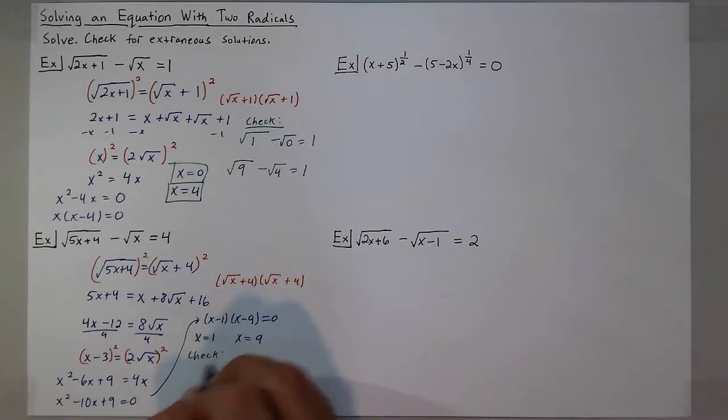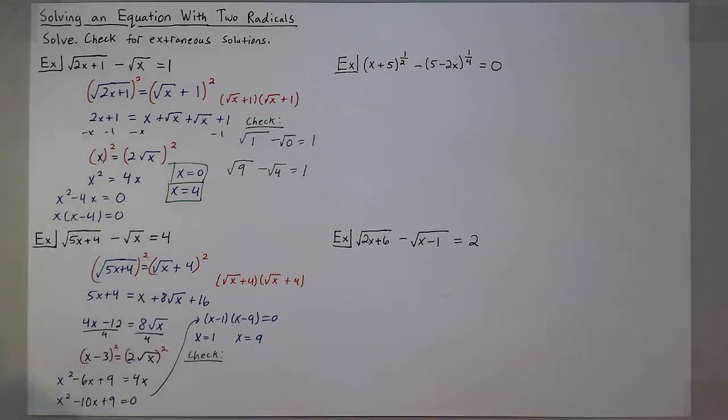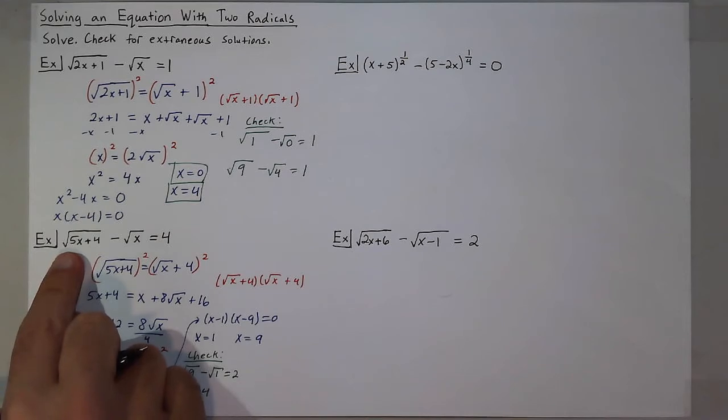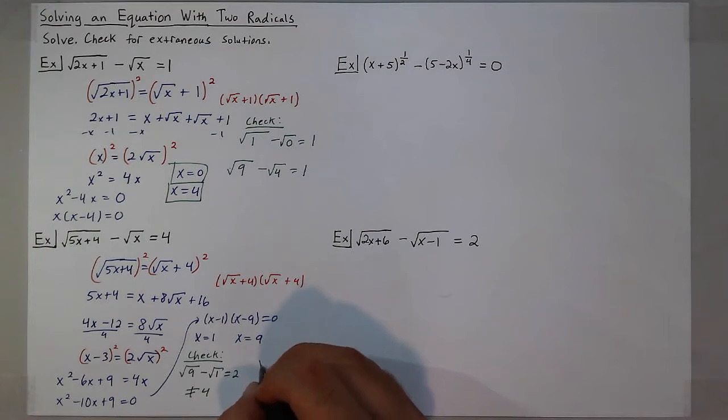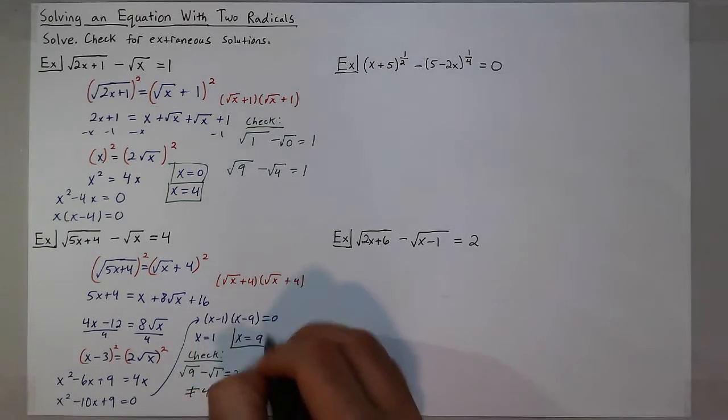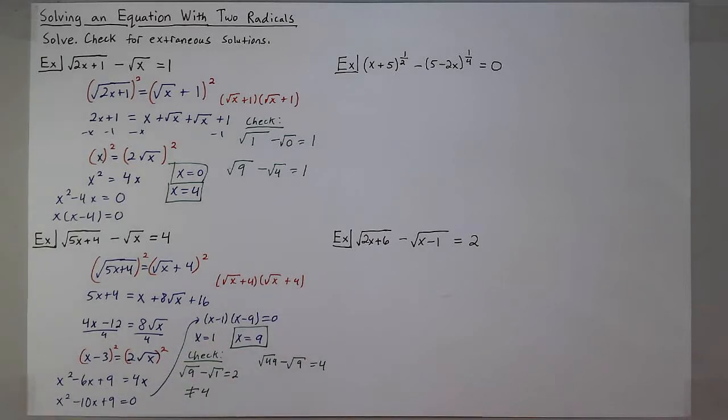So a quick check. Plug in 1, you'll have 5 times 1 plus 4, which is the square root of 9, minus the square root of 1, which would be 3 minus 1, which is 2, which does not equal 4. So that's not a solution. Plug in a 9, you get 5 times 9, which is 45, plus 4 is 49. I'll have square root of 49 minus the square root of 9, which is 7 minus 3, which is equal to 4. So the only solution is 9. 1 was extraneous.